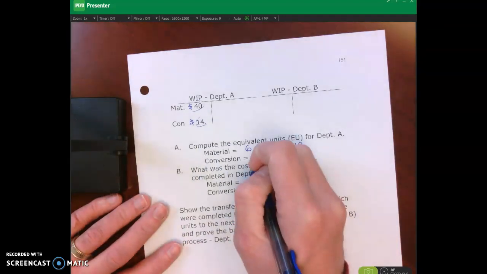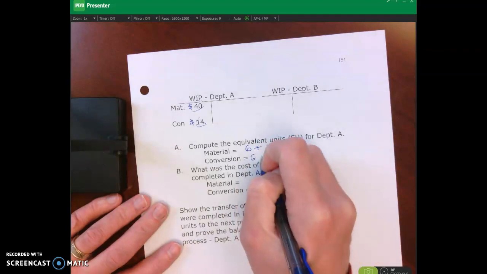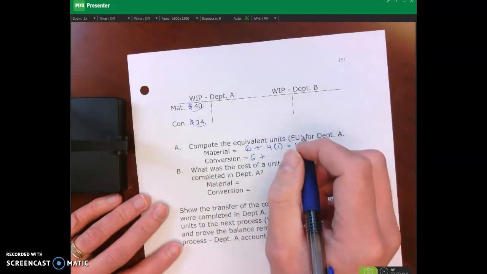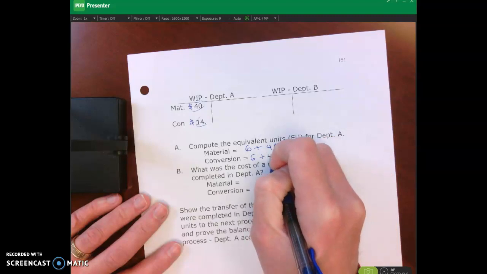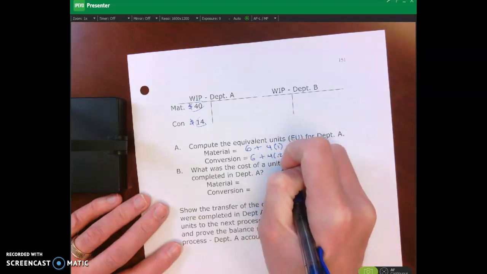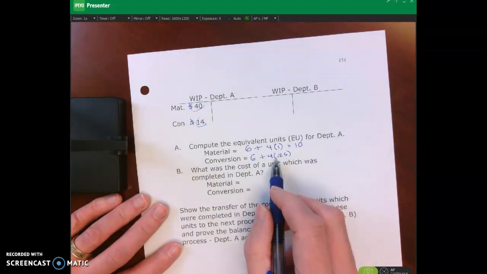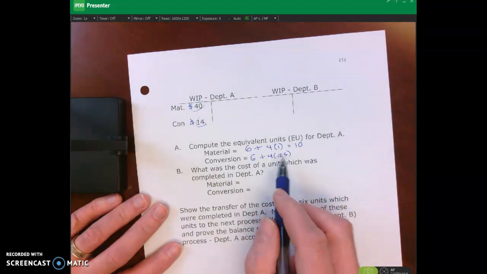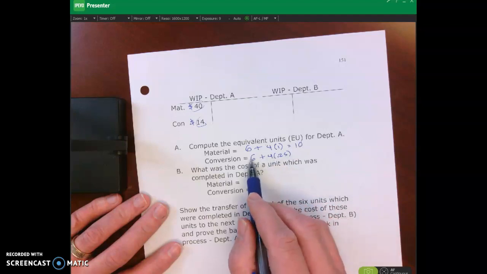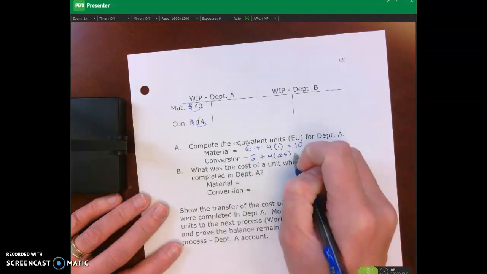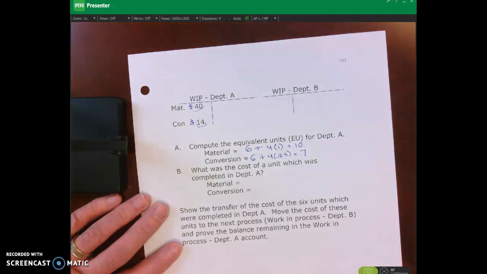Conversion, 6 units finished, plus remember we had 4 that were not done, but of those 4, they were 25% complete with respect to conversion, which gives us 1 equivalent full unit in ending WIP with respect to conversion. We add that to the 6, gives us 7 equivalent units with respect to conversion.